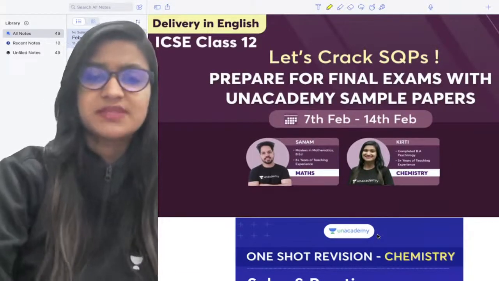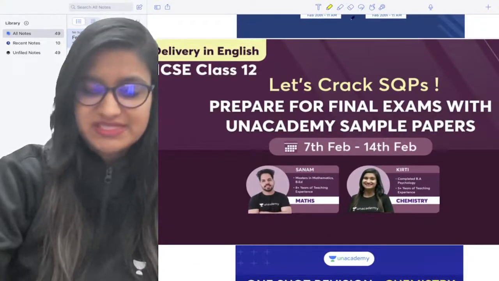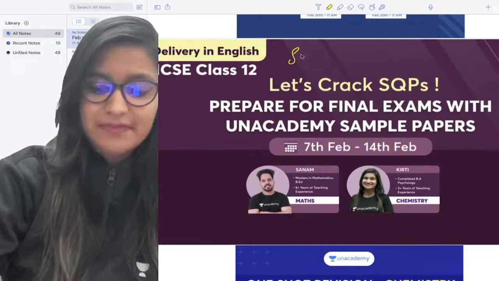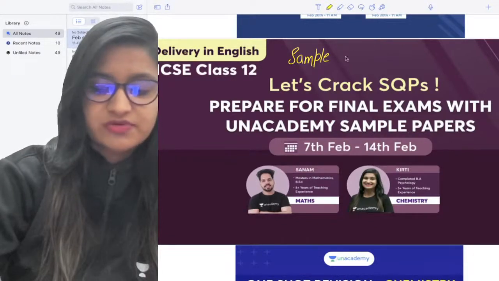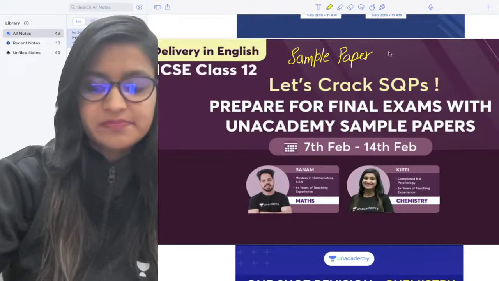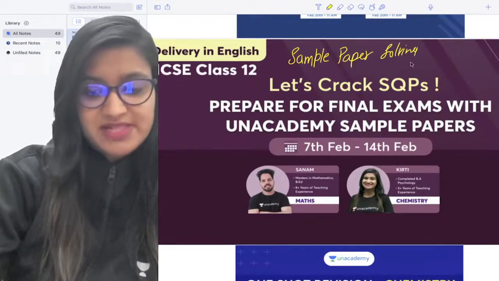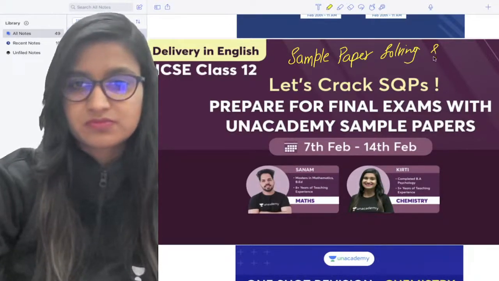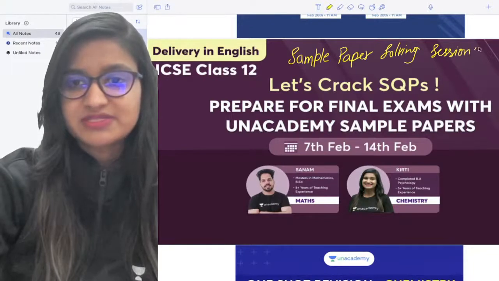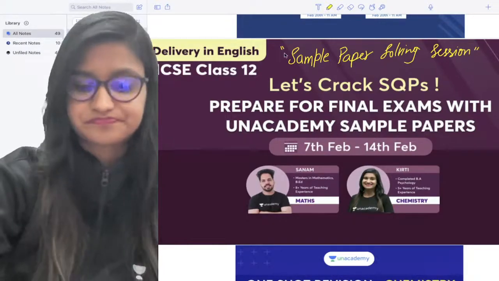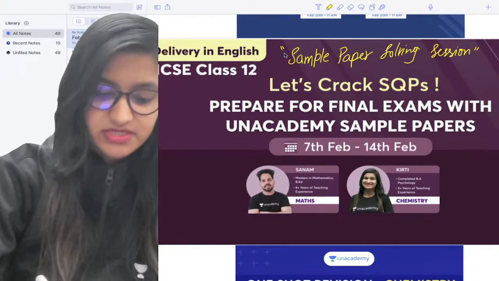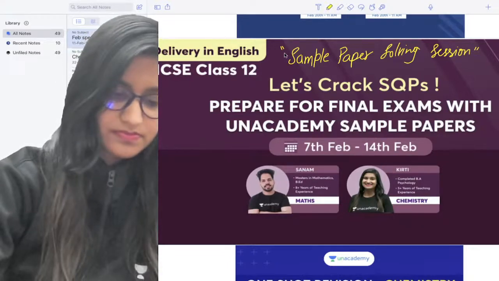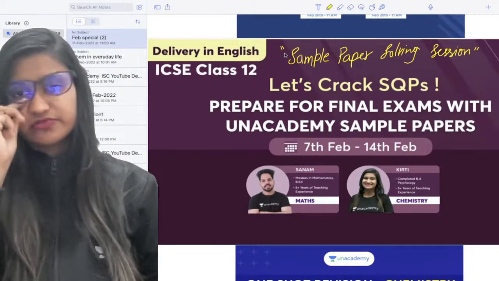ठीक है, now the next thing is about SQPs. Okay, specimen question papers. ठीक है, so this was basically a sample paper solving session. We will have a sample paper solving session tomorrow at 8 AM. ठीक है, so you guys can join that. Please join it. It will be very helpful for you.